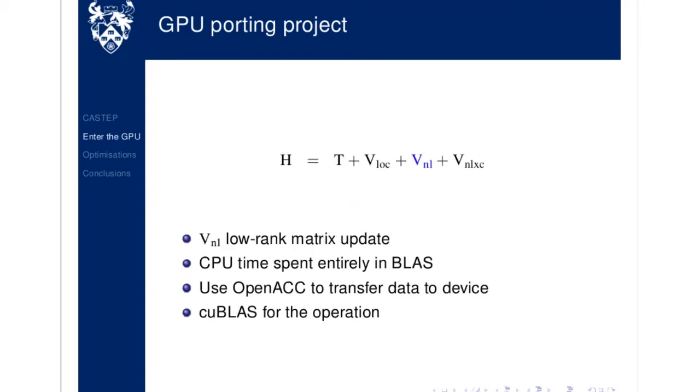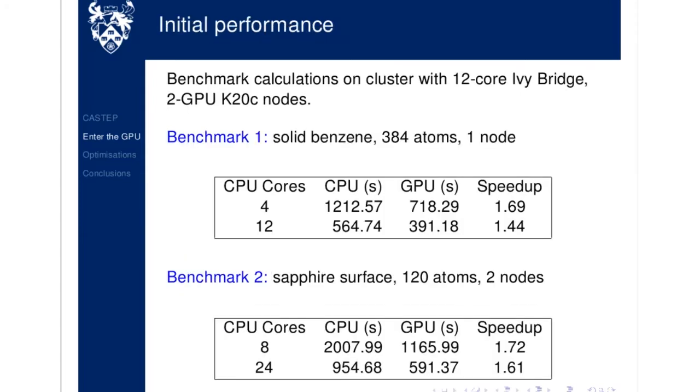So the first thing we did is, of these 4 terms, we took the non-local potential application. This is the low-rank matrix update, so it looks like a matrix-matrix multiplication. The CPU time is spent entirely in BLAS, so we use OpenACC to transfer the data to the device, and we use QBLAS for the operation. This was done by research software people in Cambridge, the CST3. And the initial performance was encouraging.